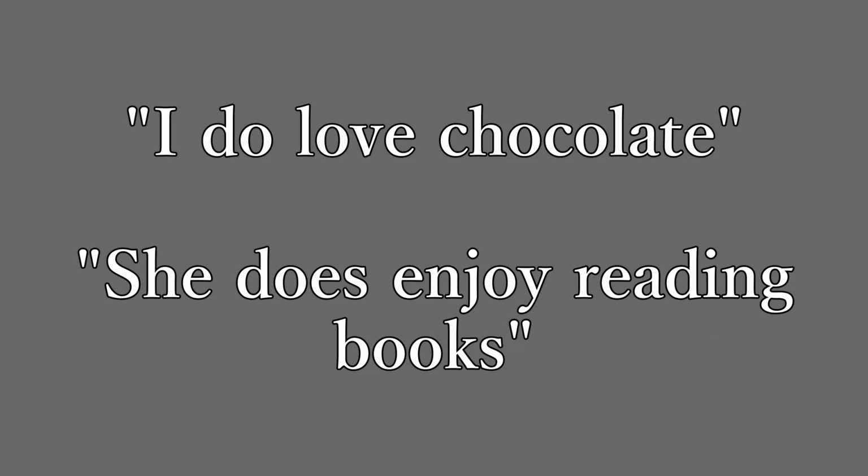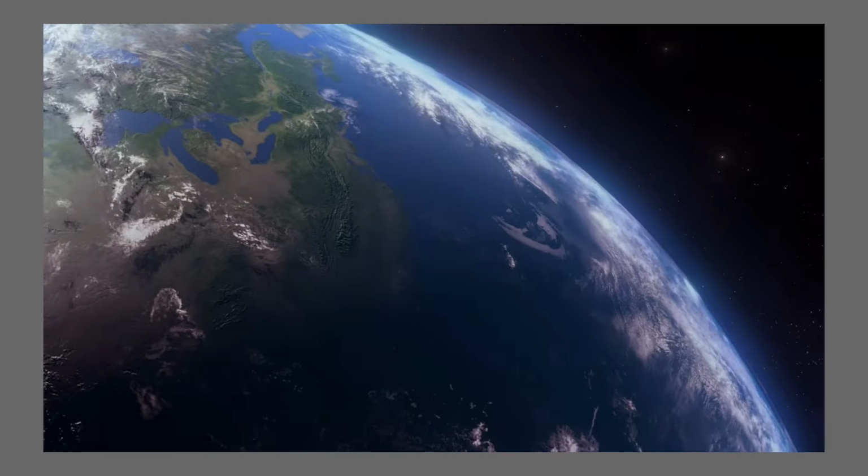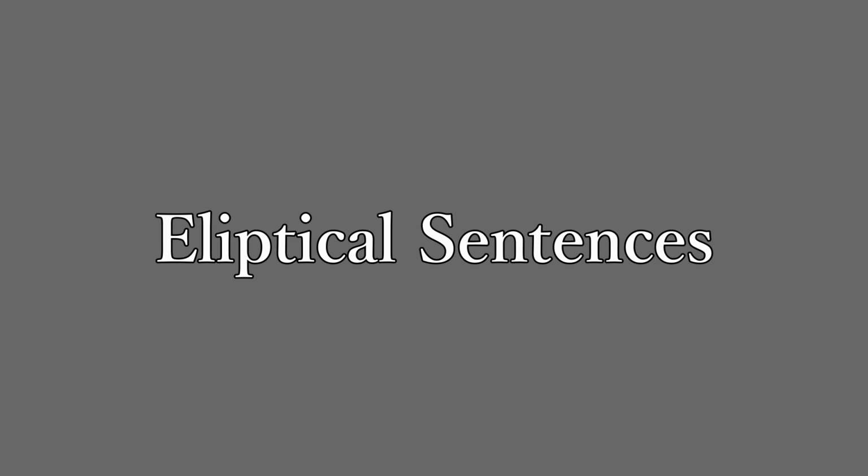Next, we have emphatic statements and verb intensification. For example, I do love chocolate and she does enjoy reading books. I personally don't hear this too often, so this one might be more prevalent in other varieties of English. Once again, no other languages feature this aspect of grammar. Next, we have elliptical sentences, where a certain aspect of the sentence is omitted, but the context is still clear.